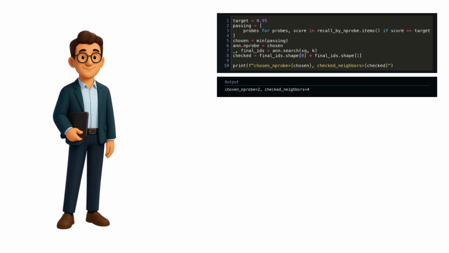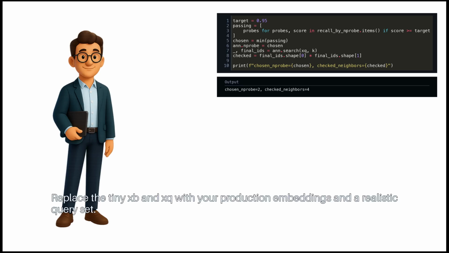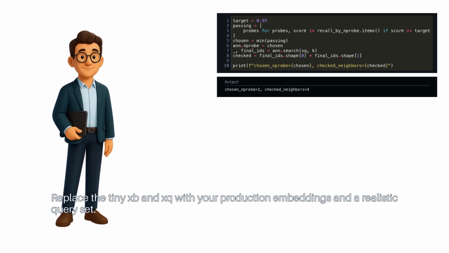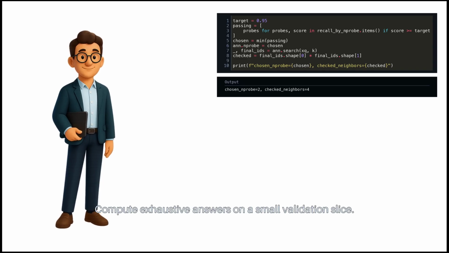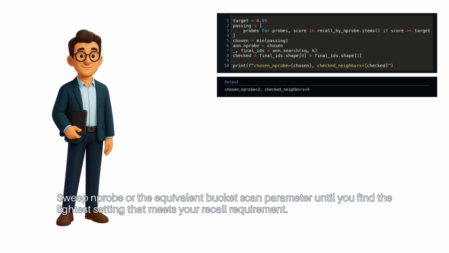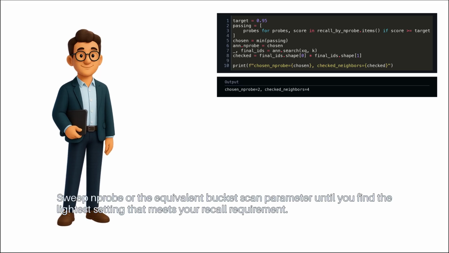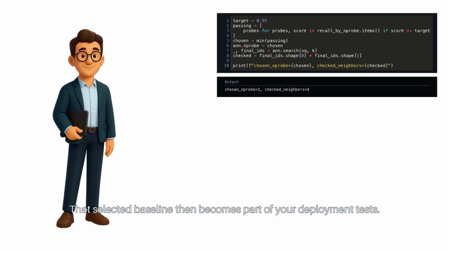Applied to a real search service, the same steps hold. Replace the tiny XB and XQ with your production embeddings and a realistic query set. Compute exhaustive answers on a small validation slice. Sweep nprobe or the equivalent bucket search parameter until you find the lightest setting that meets your recall requirement. That selected baseline then becomes part of your deployment tests.